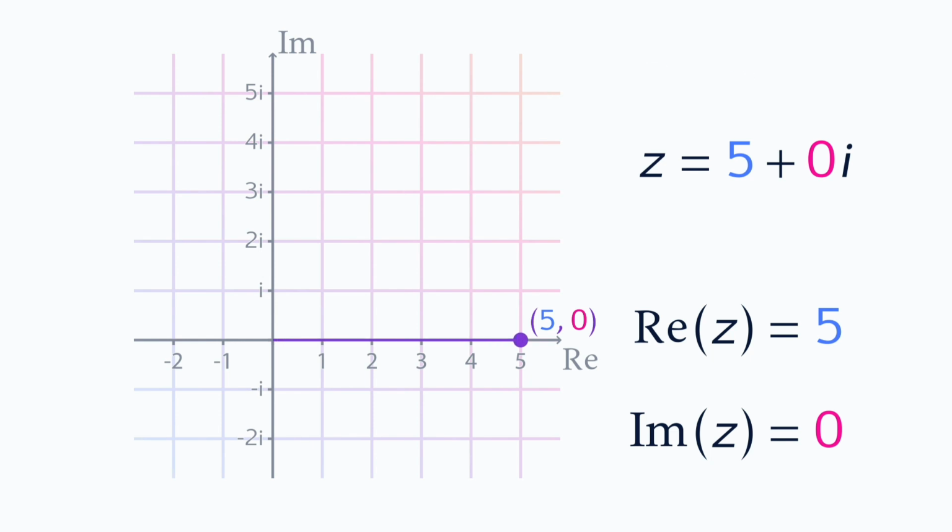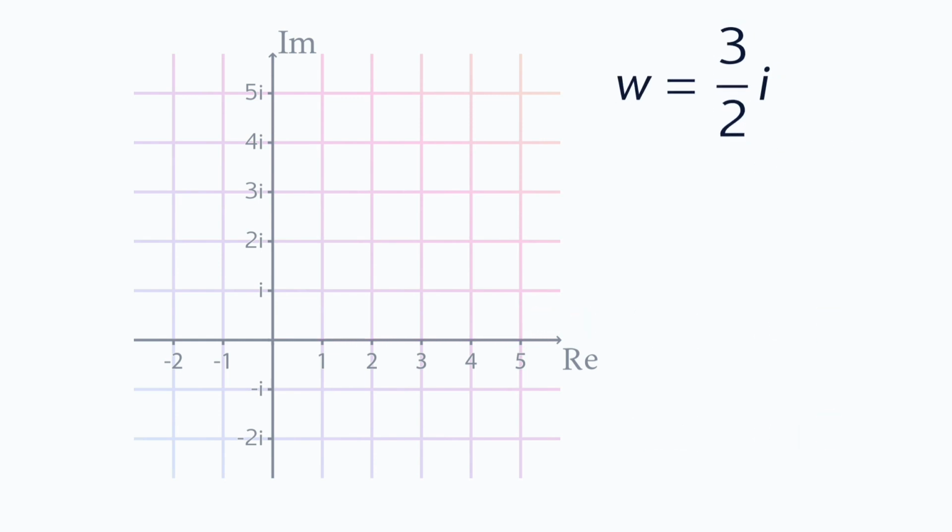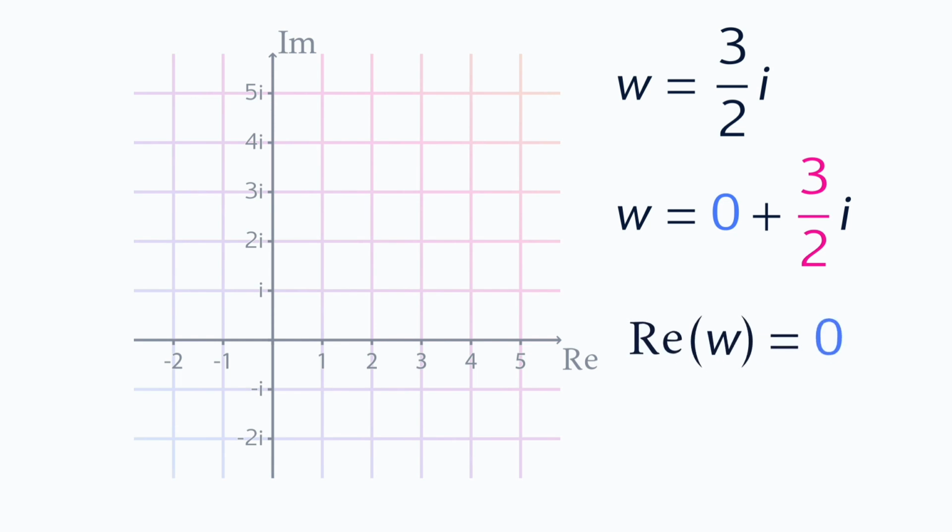Notice that you write the real part as the first coordinate, and the imaginary part as the second coordinate of the point. Next, you look at w. Because w is a purely imaginary number, it can be written as 0 plus 3/2 i. So, its real part is 0, and its imaginary part is 3/2. In the complex plane, it is located at (0, 3/2), which is here.